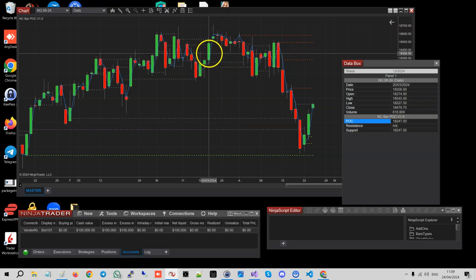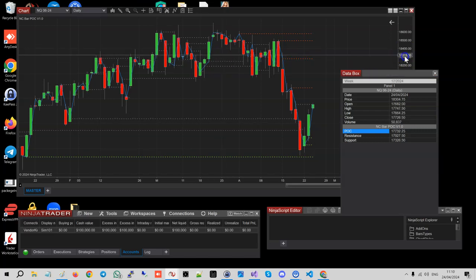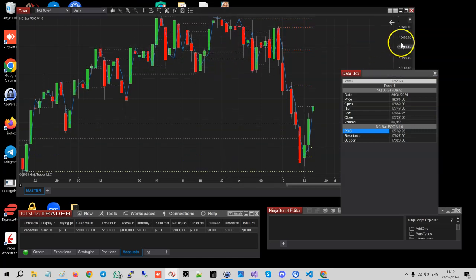So for example, for this bar here, we see that the resistance is 18,591. Sorry, there it is. This is the resistance, and this is the support, which is 247. A bit of a discrepancy because I can't move the mouse exactly.